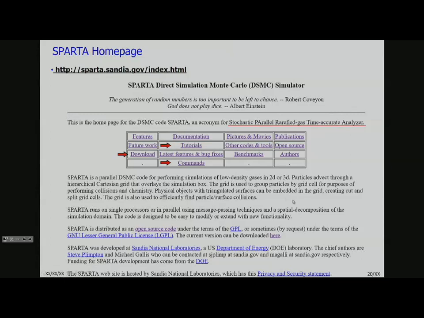So to use SPARTA, you can go to this page, sparta.sandia.gov. Download it. It's open source. You have documentation, tutorials, things like that. Do you use Fortran? This is using C++.